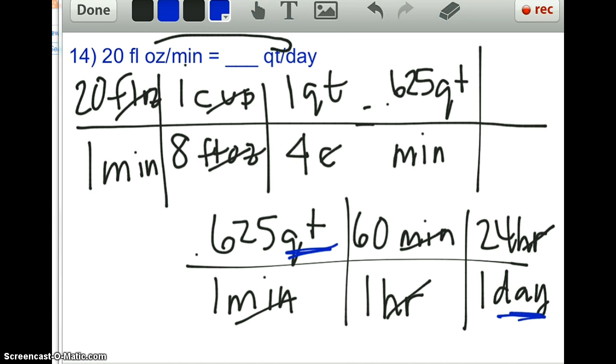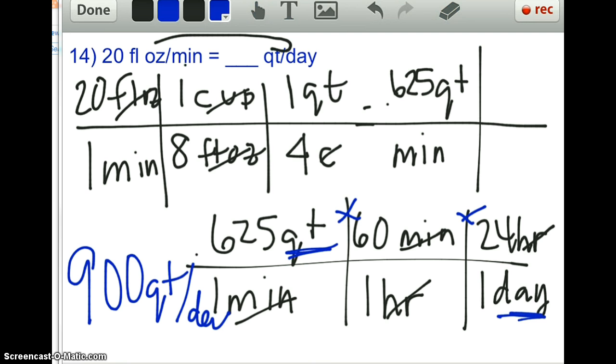So I can take my 0.625, times it by 60, because they're both on the top, times it by 24. When you do that, what do you come up with? You got it. You end up with 900 quarts per day.